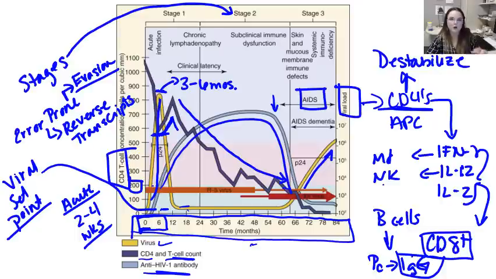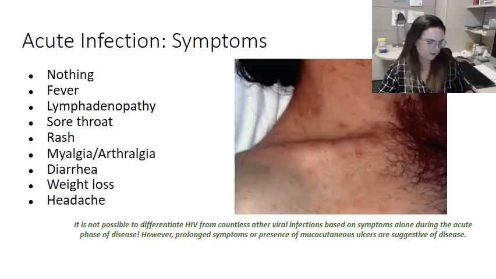So that's kind of the overview. So now I'm going to break this down stage by stage: acute, clinical latency, chronic infection, and then we'll end this discussion with diagnosis and prophylaxis.